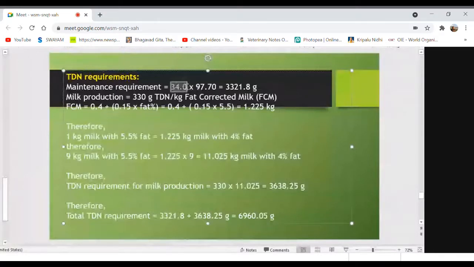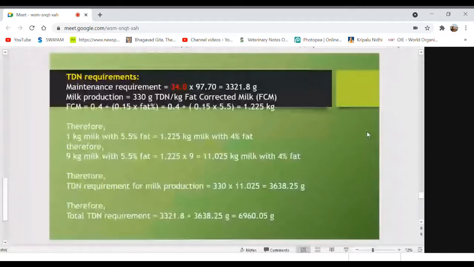Since metabolic body weight is 97.70, therefore 34 into 97.7, total is 3321.8 gram TDN. This will be the maintenance requirement of TDN. And for milk production, the requirement is 330 gram TDN per kg fat corrected milk.